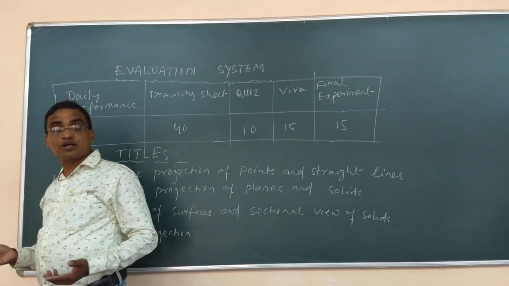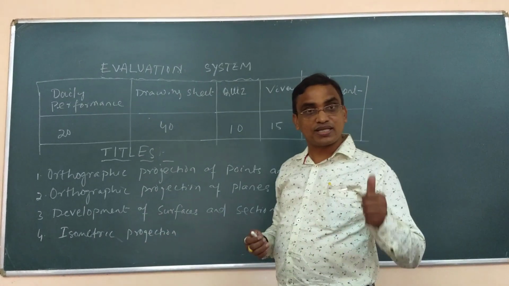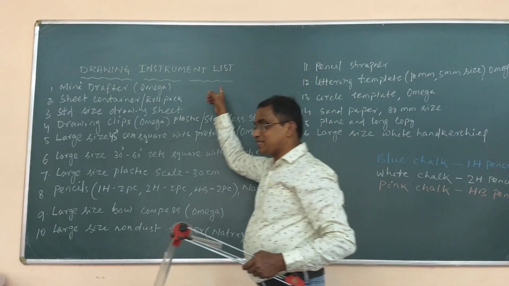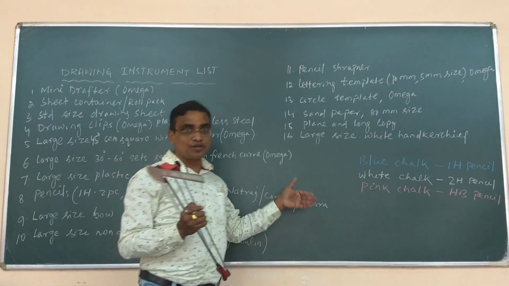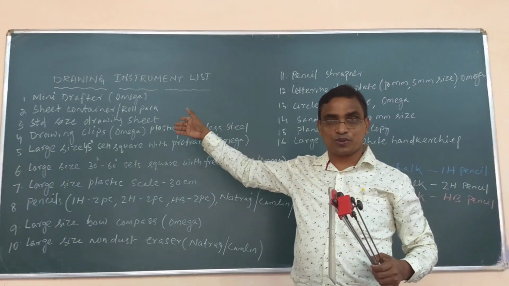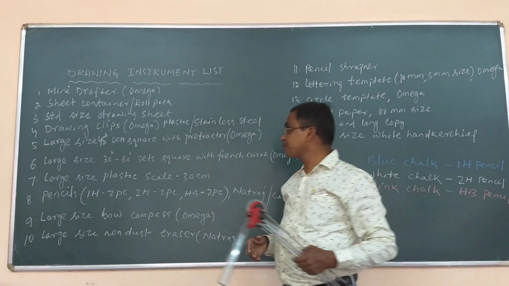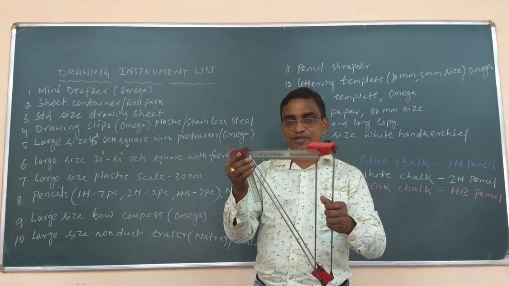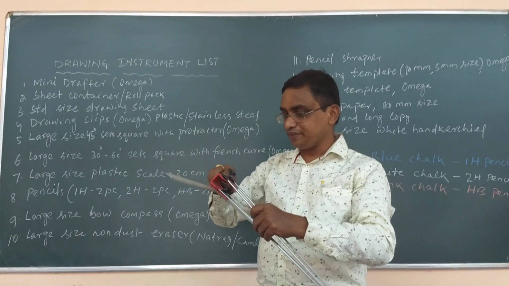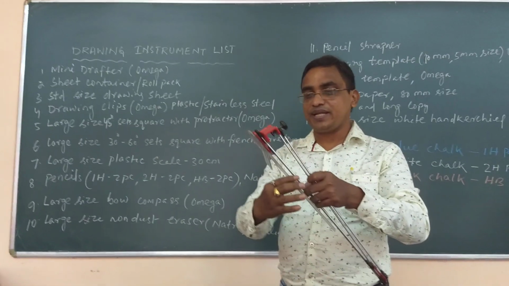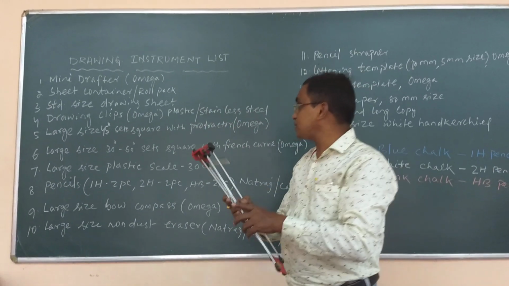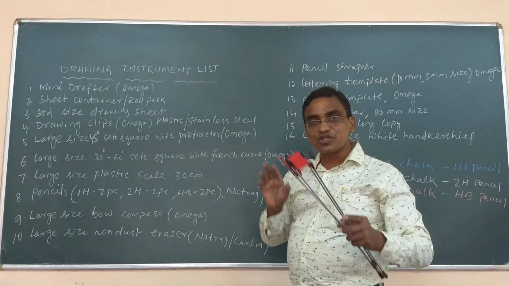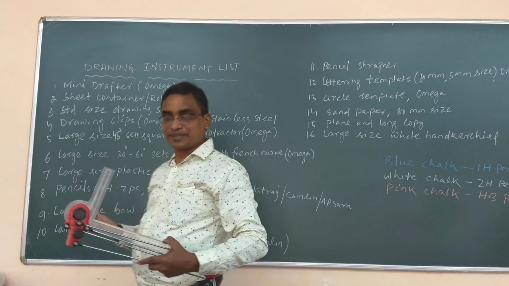Then we will discuss the drawing instrument list, what drawing instruments are required. You have to purchase the drawing instruments from a bookstore available near your house. First instrument is the Mini Drafter, company Omega. Just mark it, it is Mini Drafter. Omega company is written, it is a standard company. So what is the use of the Mini Drafter? Mini means small, drafter means an instrument to draw the engineering drawing.